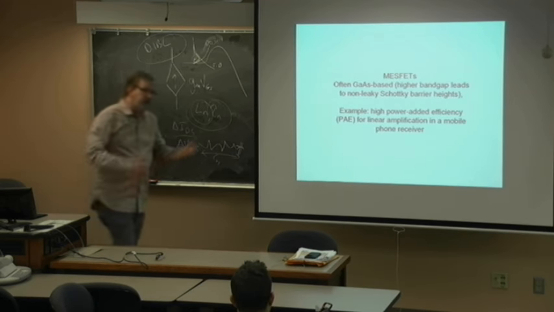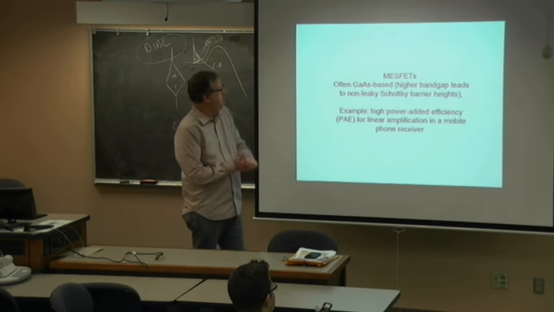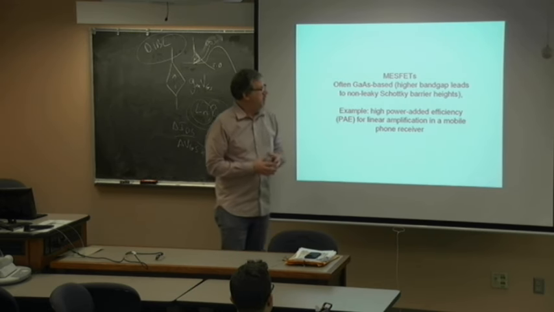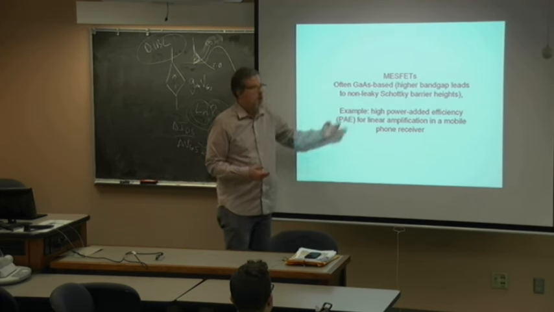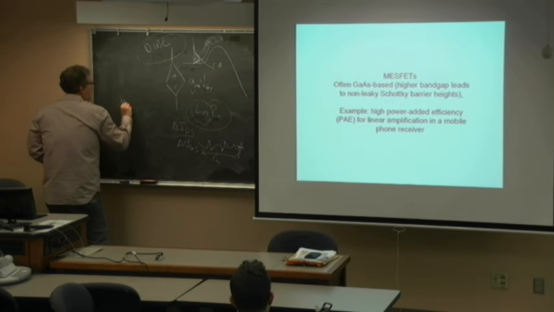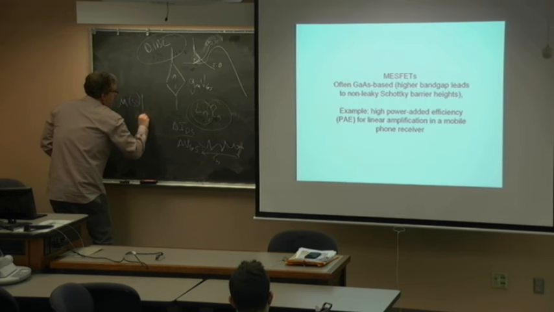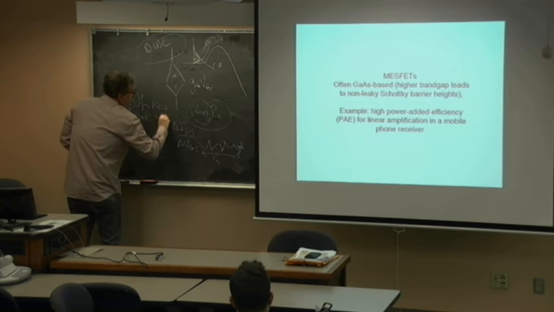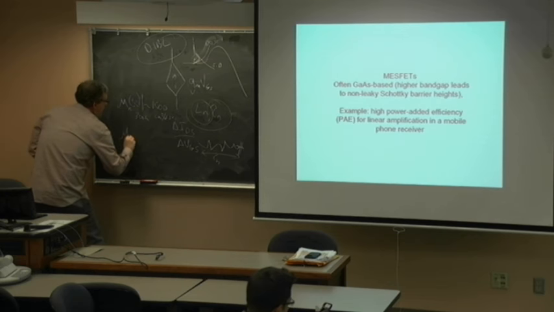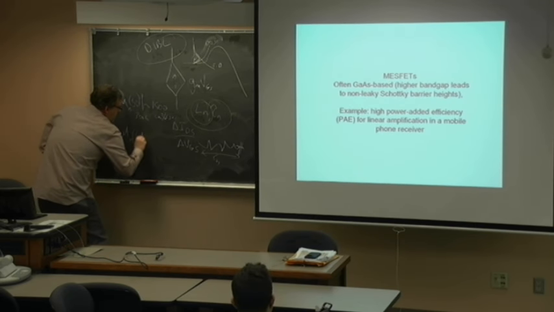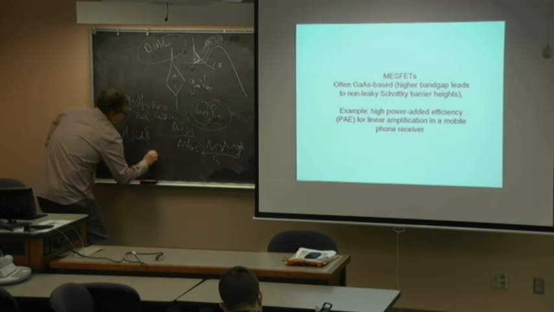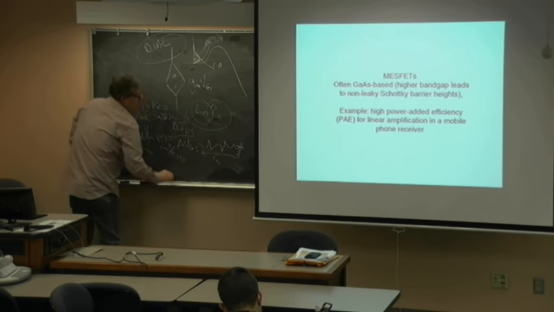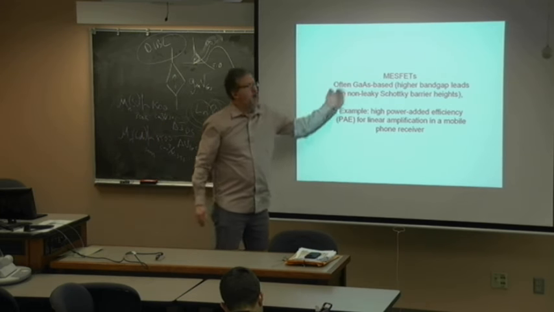Okay, so MESFETs, just to round out your education, we've exposed you to the Schottky-based field effect transistors, and often these are using the 3-5 materials with high mobilities. Gallium arsenide has a mobility, so silicon has an electron mobility at 300 Kelvin of about 1,500 centimeters squared per volt second, and the mobility of gallium arsenide at 300 Kelvin is ostensibly 8,500 centimeters squared per volt second. Okay. So this is one of the reasons I would want to use this.